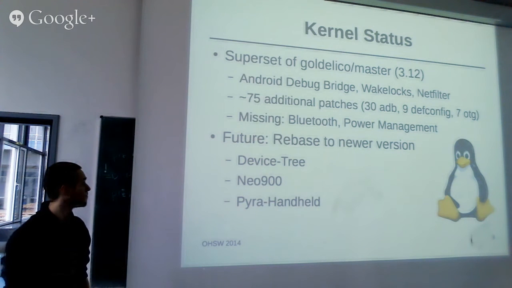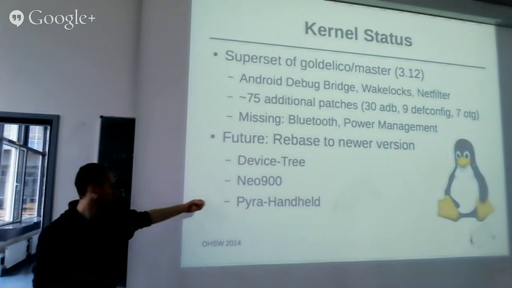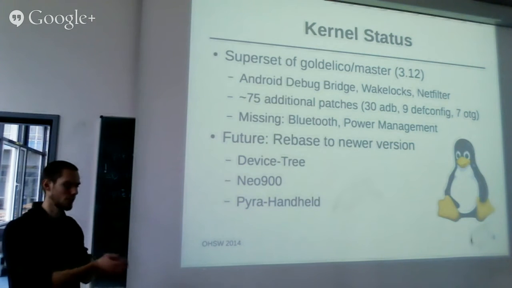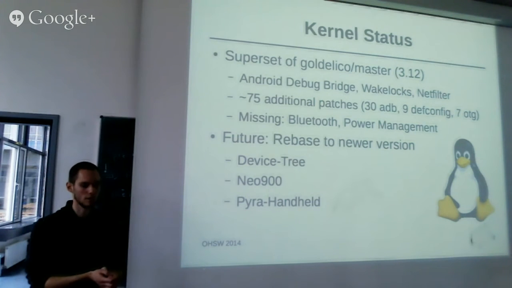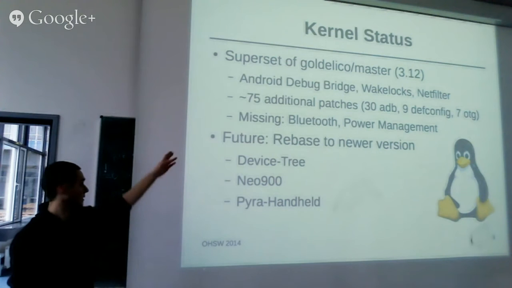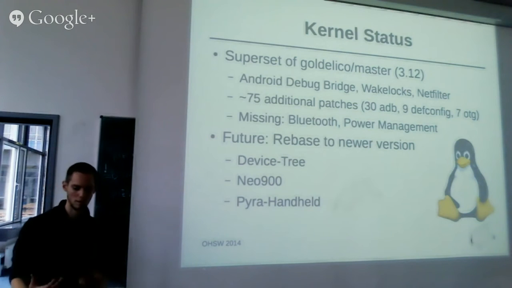So I think this is very nice, and at some point we might upgrade to a newer kernel and have the support for Neo 900, for Pyra, and for the device tree in general. Once you compile a device tree for a different device which might not yet be supported, you can just include the device tree of that, and maybe it will already boot. And as I mentioned before, Bluetooth and power management are still pretty much missing in the kernel. So those are the 2 big parts we have to work on.